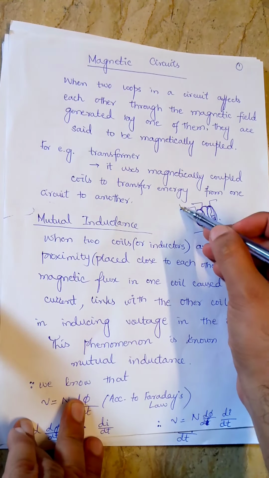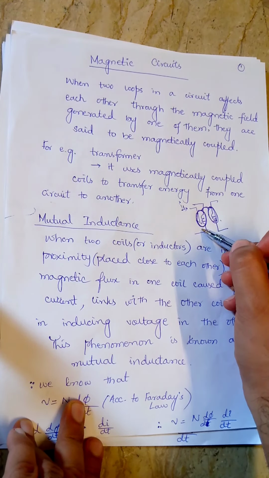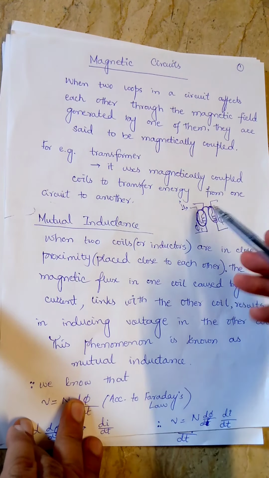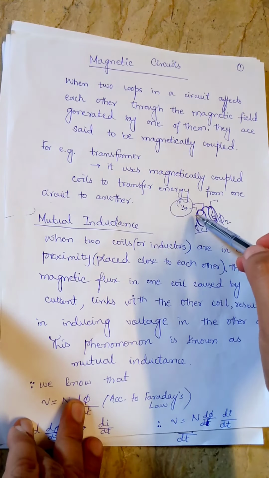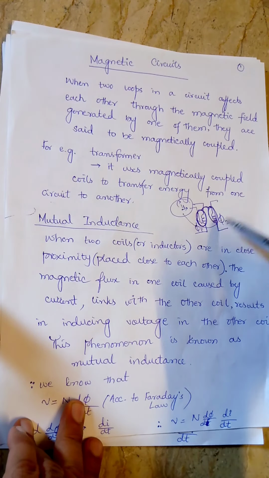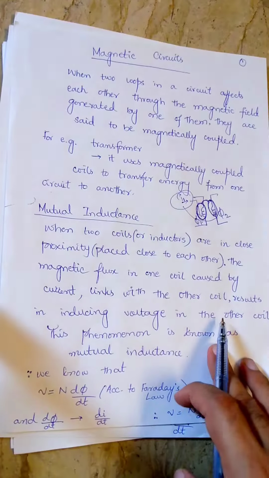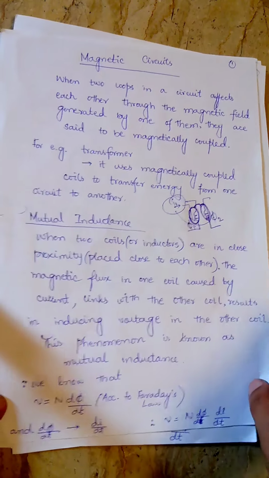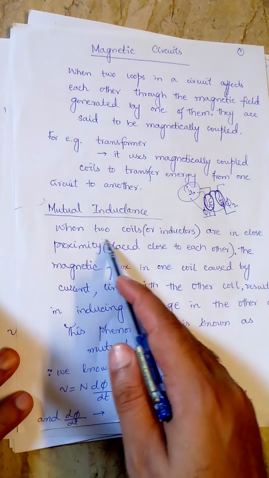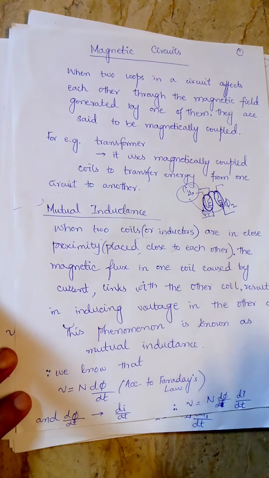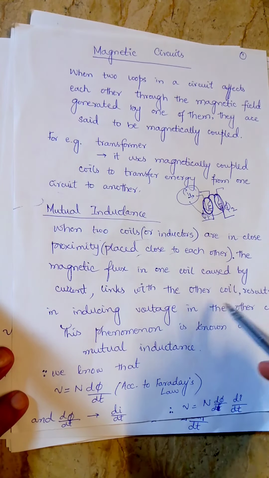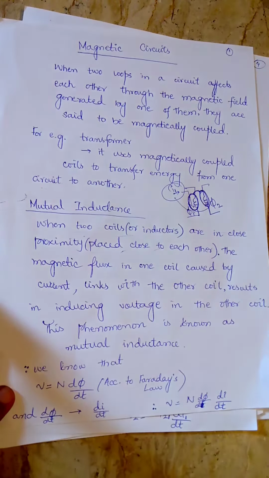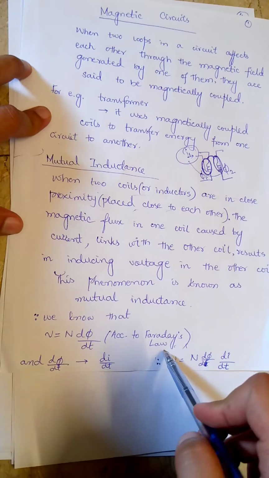So whenever there is a change in current I1, it causes a change in flux phi 1, and then it causes a change in flux phi 2. So this current is indirectly affecting the magnetic flux of the second coil. This is the phenomenon of mutual inductance, which you I guess have already studied somewhere. When two coils are in close proximity, the magnetic flux in one coil affects the magnetic flux or induced voltage in the other coil. This is basically the phenomenon of mutual inductance.